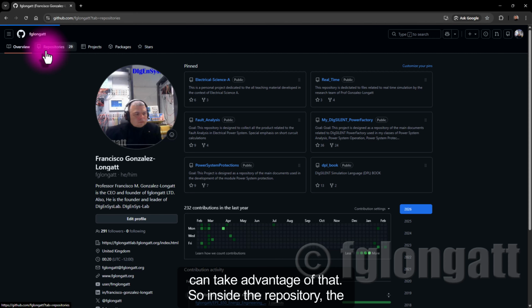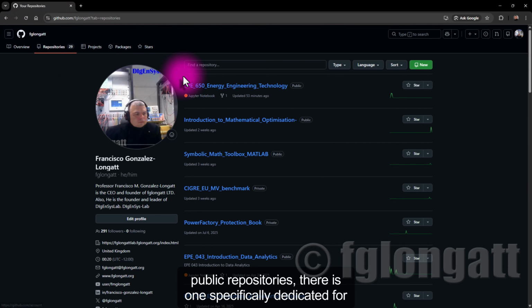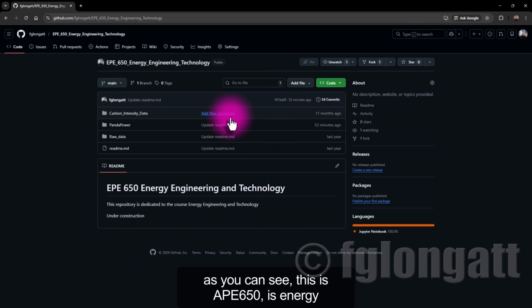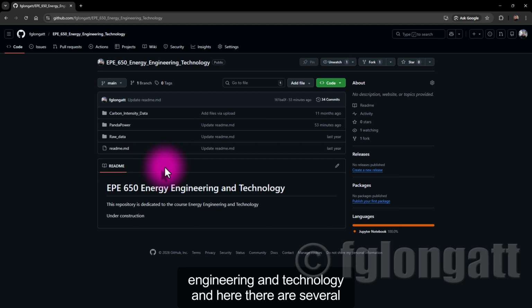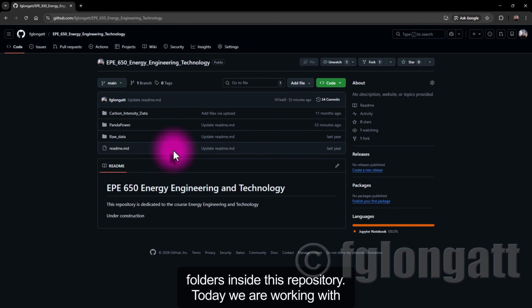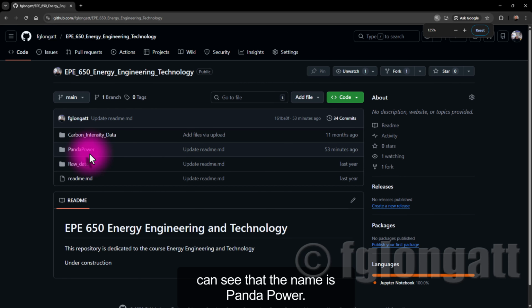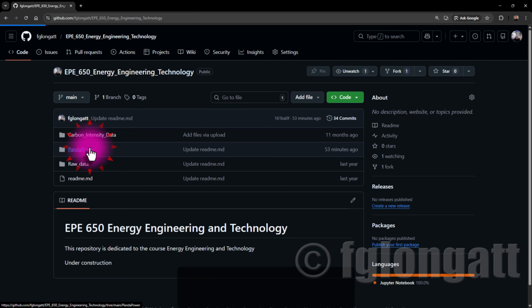Inside the public repositories, there is one specifically dedicated to my students of energy engineering technology. As you can see, this is APE 650, energy engineering and technology, and there are several folders inside this repository. Today we are working with this one. You can see over there, let me zoom in. The name is PandaPower.